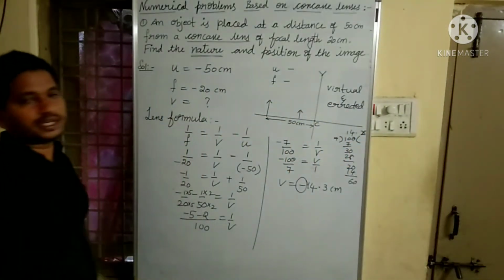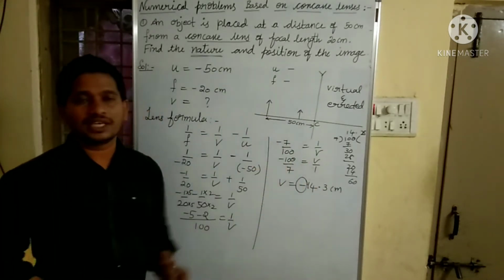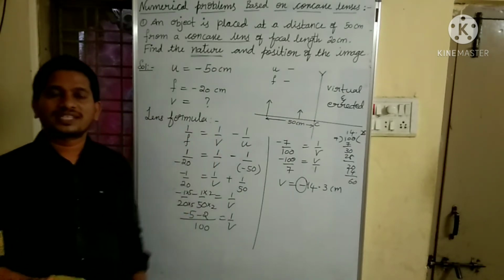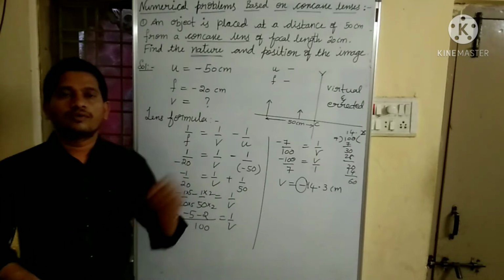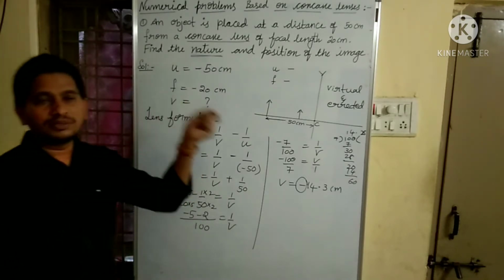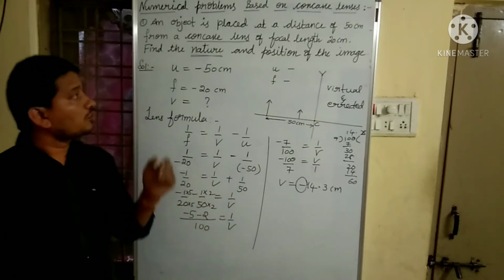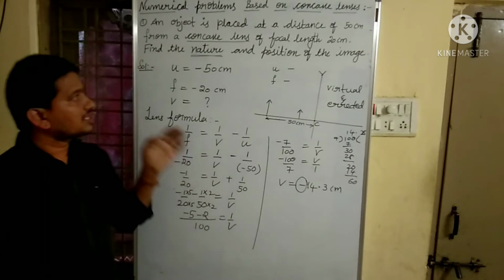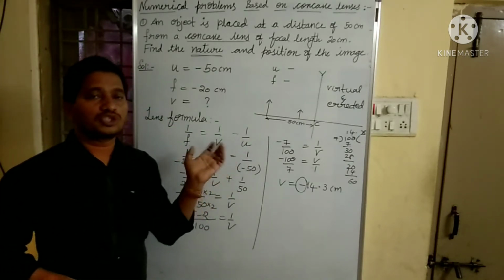Nature is virtual and erect. Position is at a distance of 14.3 centimeter from the optic center. I hope you understood this question, how to find the position and nature of the image when the object distance and focal length are given. One more problem we will discuss now, so that we will get the concept clearly.